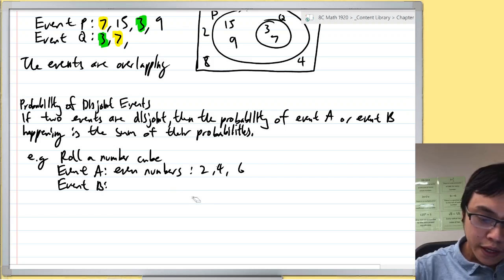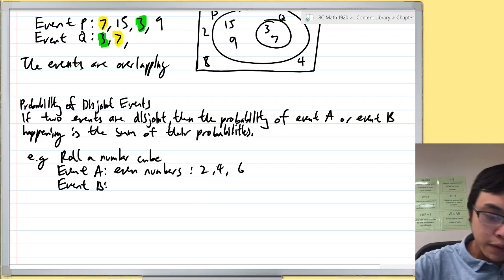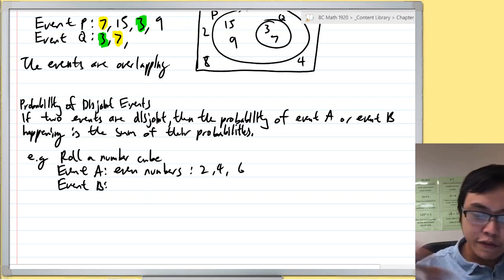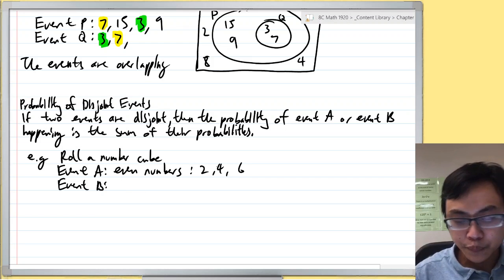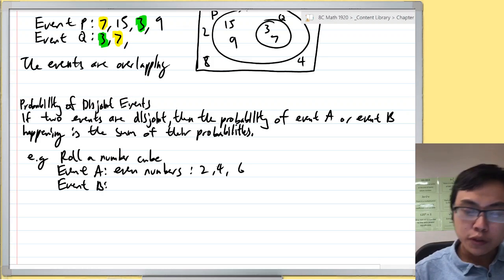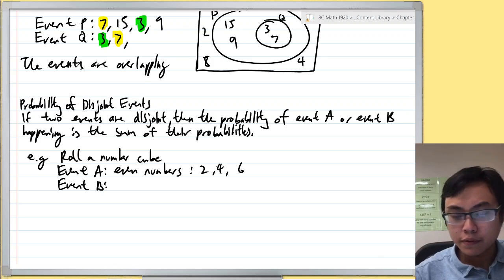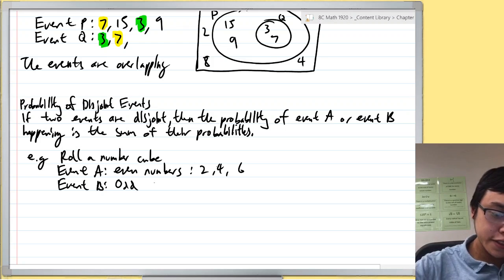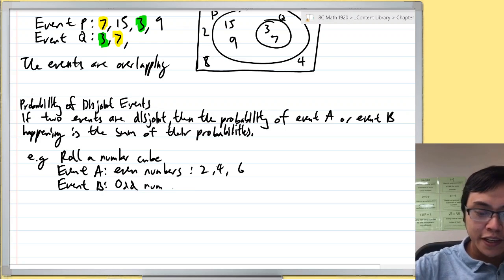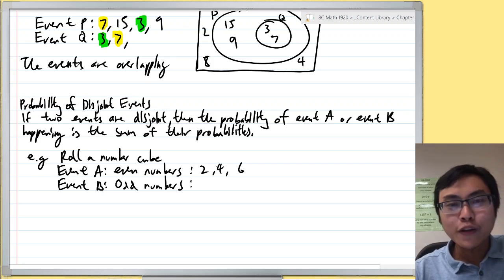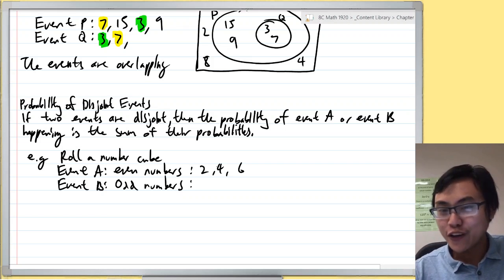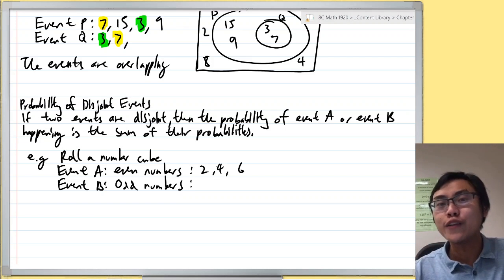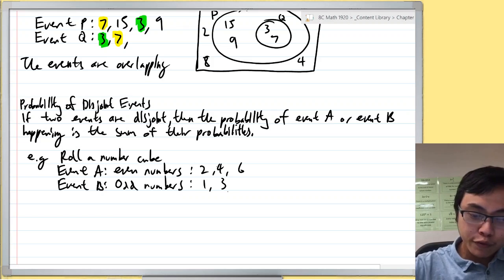So even numbers, and let's just say prime numbers. Oh no, 2 is a prime number, so I can't do that. So event B, let's just do odd numbers this time. Simple. I want to find the probability of rolling either an odd number or an even number, and we know that's going to be 100% because you either roll an odd number or an even number. That's going to be 1, 3, and 5.